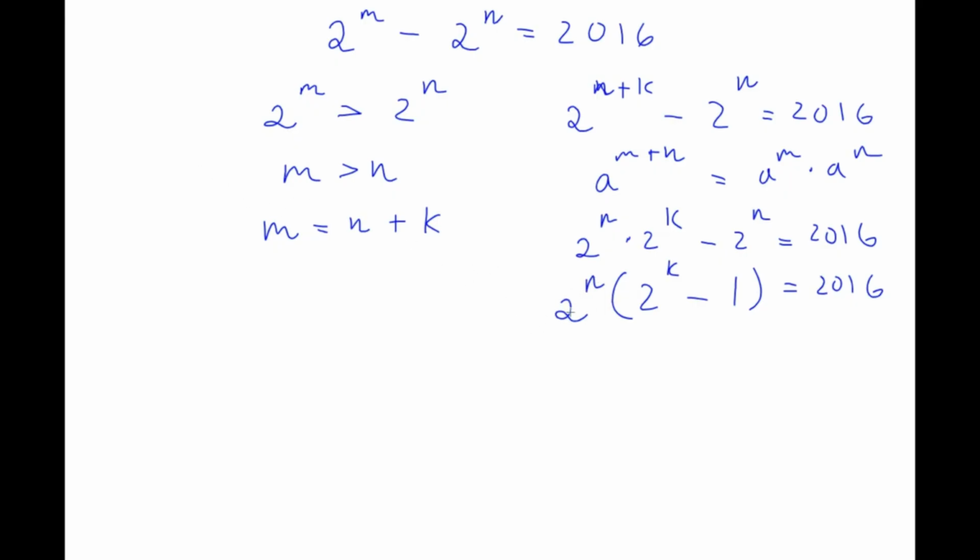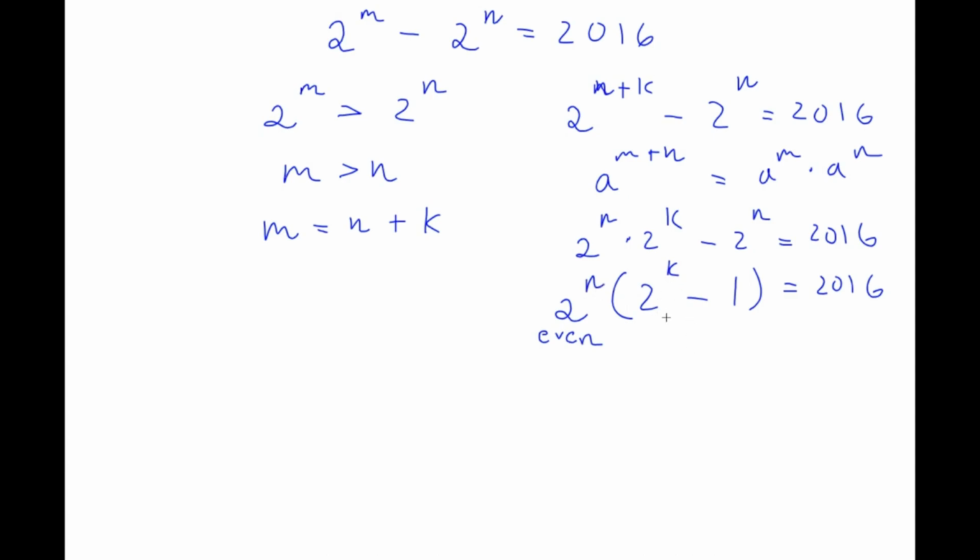Because we have a base of 2, we know that 2 to the power of n is going to be even, because 2 to the power of any positive number is even. 2 to the power of 5 is 32, 2 to the power of 4 is 16, 2 to the power of 3 is 8. Notice how all the powers of 2 are even. So 2 to the power of any number n is even.